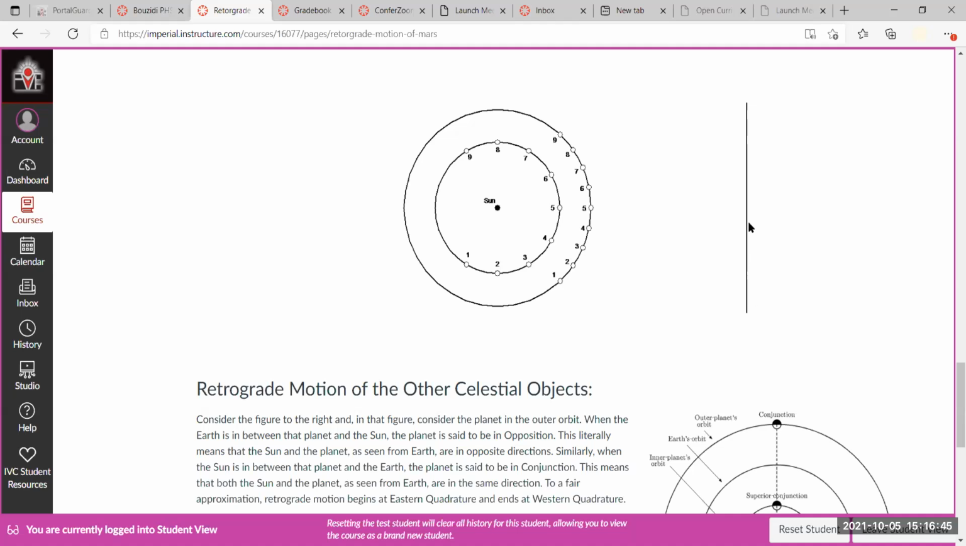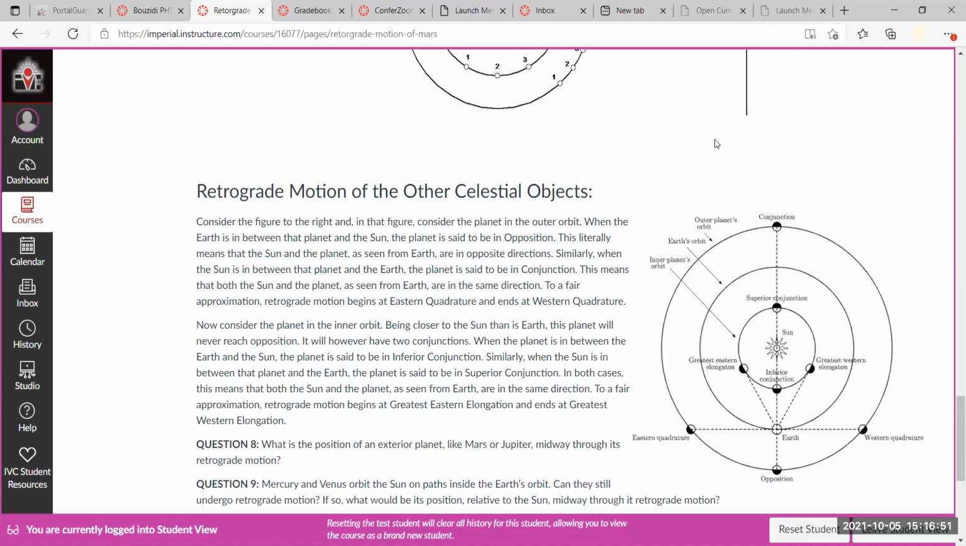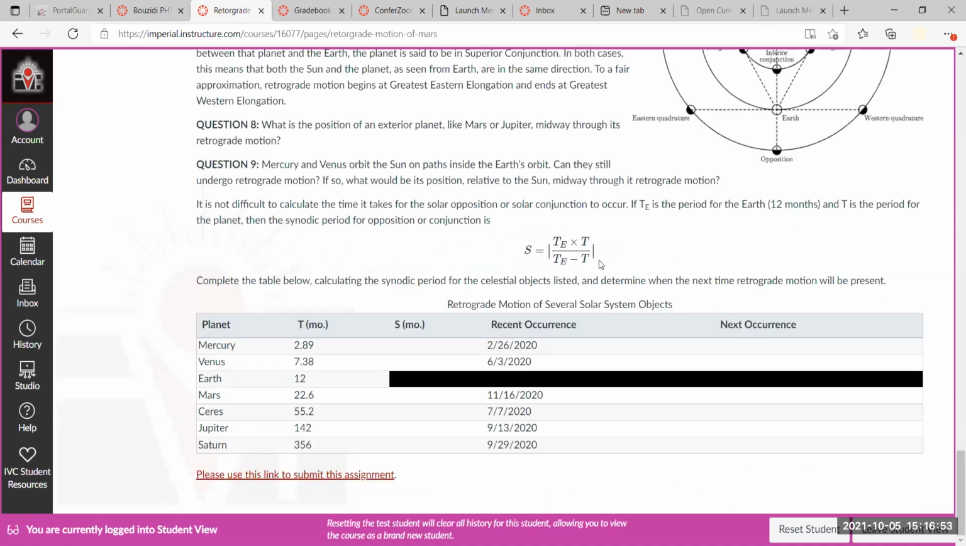And then I'll also label this 1, 2, 3, 4 all the way to 9. And then I see the retrograde motion of Mars. The last part of the project is to do these calculations. We're given the period of the Earth, which is 12. We're given the period of this object, which changes from 1 to 1. And then you find this S, you put it in here, and you do simple addition of this to that, and you're going to tell me when it's going to happen next.